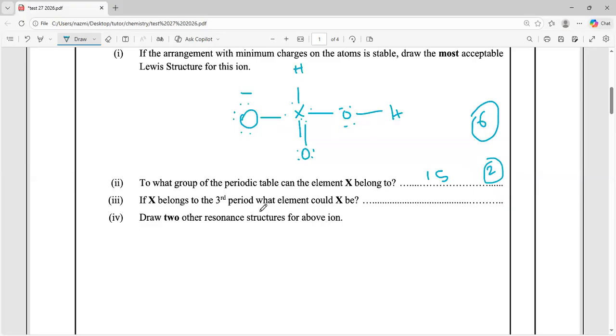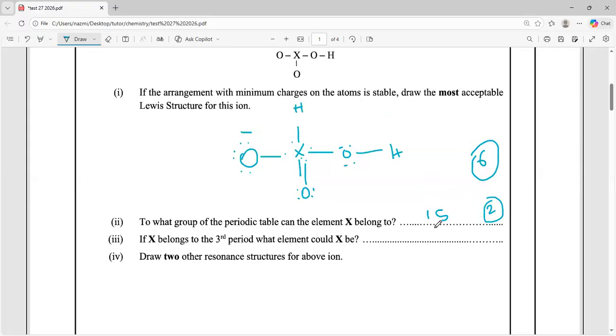If X belongs to the third period, what element could X be? That should be group 15. Third period means below nitrogen, no? Phosphorus. Again, for that, 2 marks.